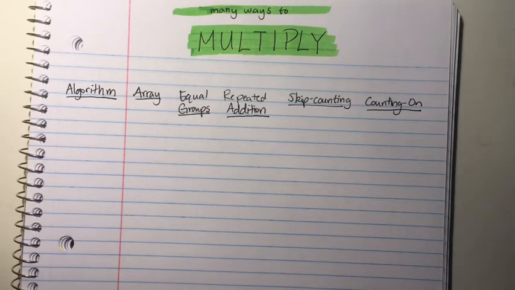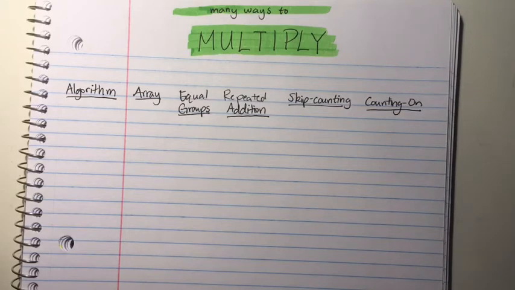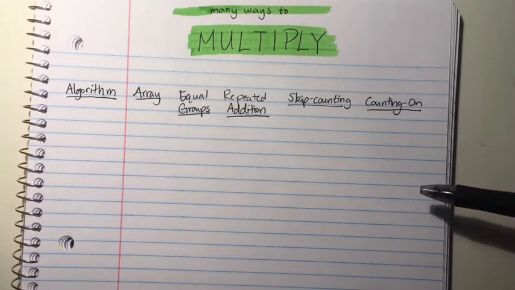Let's review multiplication. There are 3 things I'd like for you to take away from this video. The first is that there are many ways to multiply, and whichever way works best for you in any given situation is the one that you should use, always. They are all going to get you the same answer.